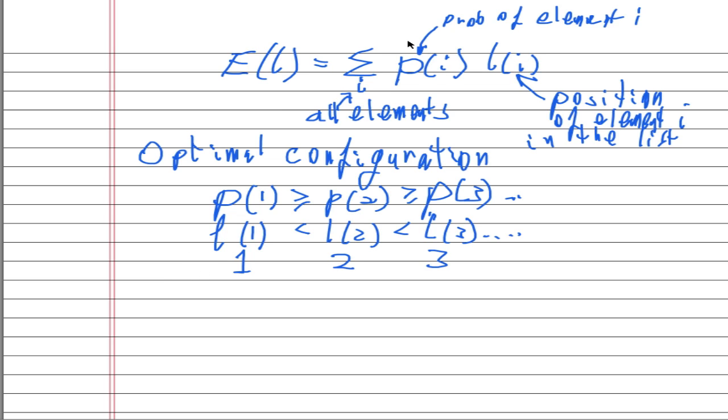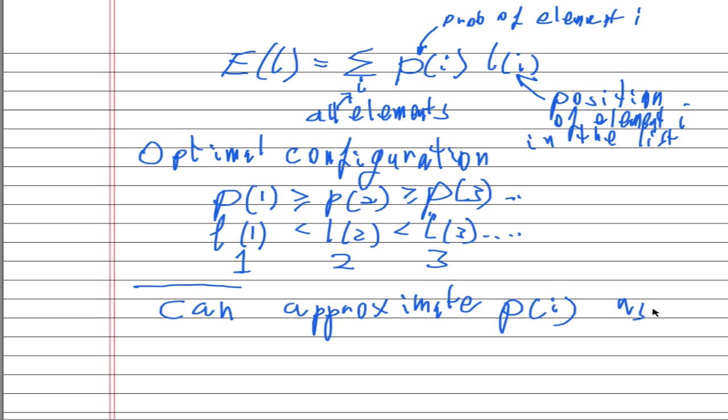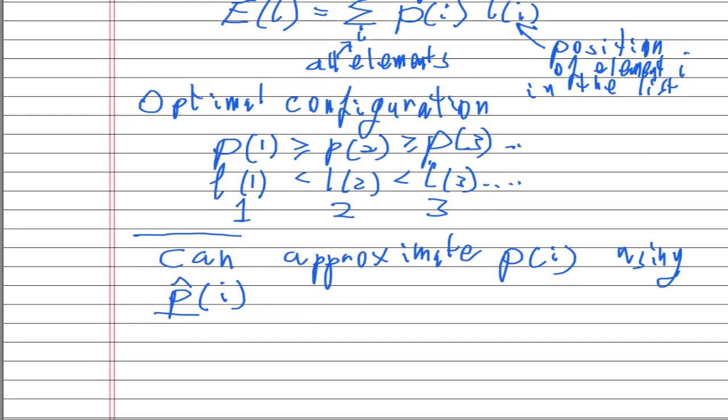I mean, we can't assume in general that we know these probabilities ahead of time. However, we can approximate P_i using frequencies or the empirical distribution, P hat i. And as I said before, P hat i becomes closer and closer to P_i. So that suggests the following kind of algorithm.